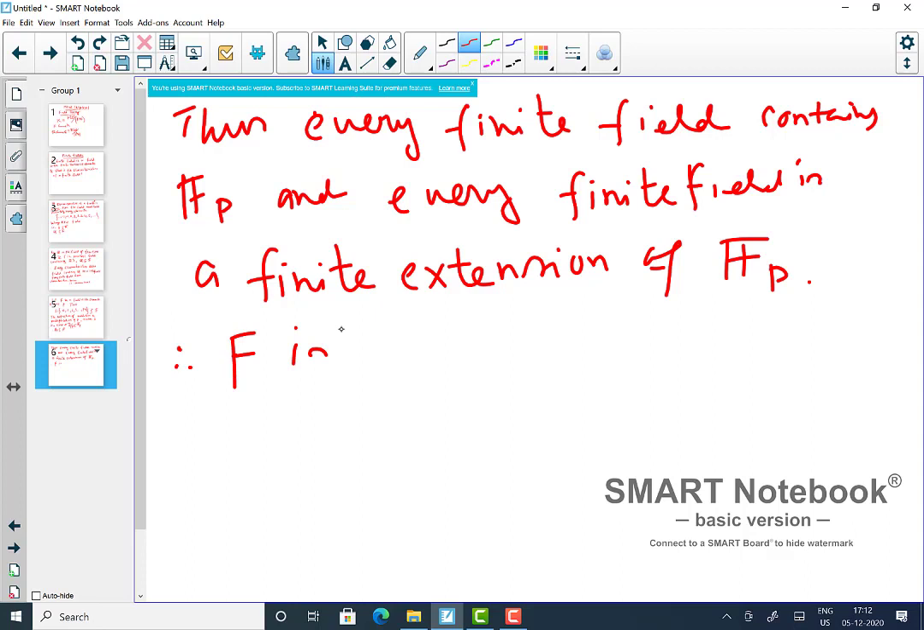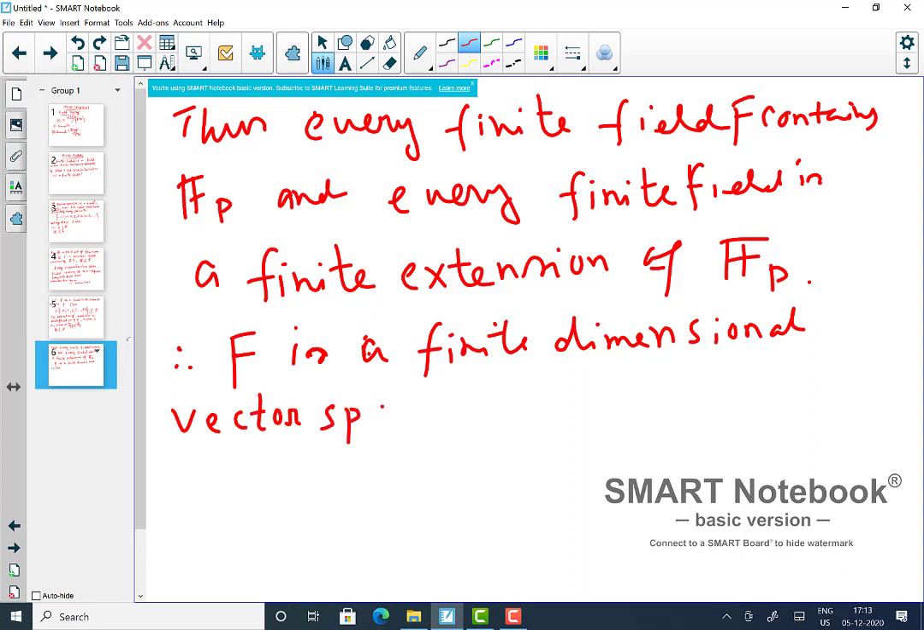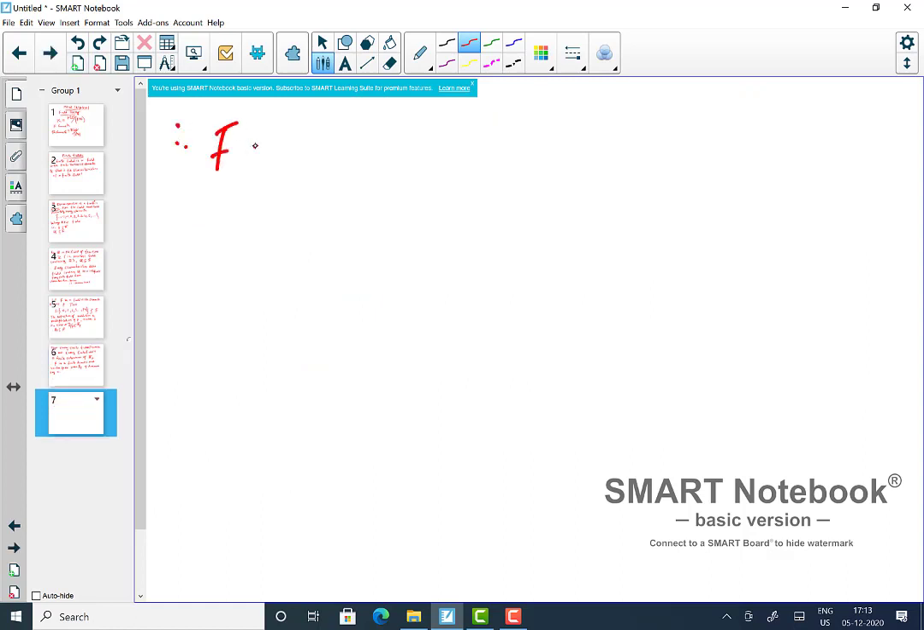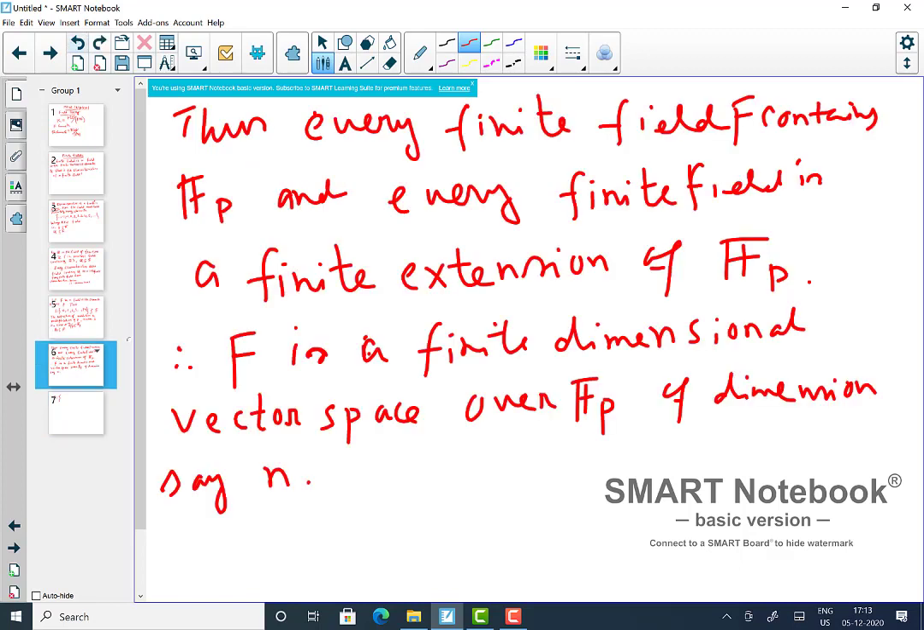thus every finite field is a finite dimensional vector space over F_P of some dimension, say n. Okay, so what does that mean? That means, so an element of F can be written as, and then you can choose, obviously, before that, dimension means you have a basis, right?